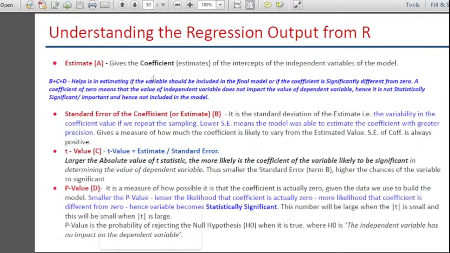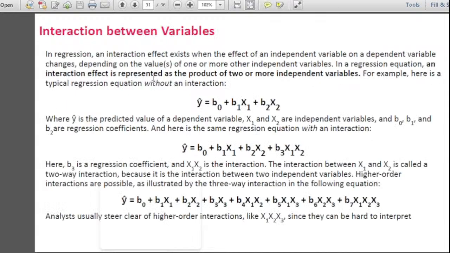Okay, so this is the output. I'll be explaining once we have got the output from R. Okay, coming to interaction between the variables. Sometimes in regression an interaction effect exists when the effect of an independent variable on the dependent variable changes depending on the values of one or more other independent variables. Means in a regression equation an interaction effect is represented by the product of two.